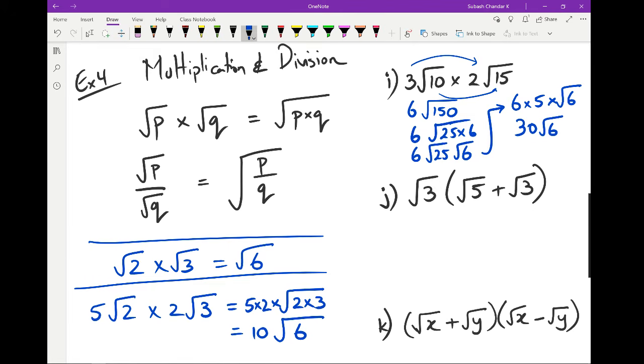Okay, as for the next one, we are looking at expanding the bracket. So square root of 3 times square root of 5 is square root of 15. And here's another really quick trick, guys. Square root of 3 times square root of 3 is just going to be positive 3, because if you think about it, you're going to get square root of 3 times 3, and then that ends up being square root of 9, which equals 3.